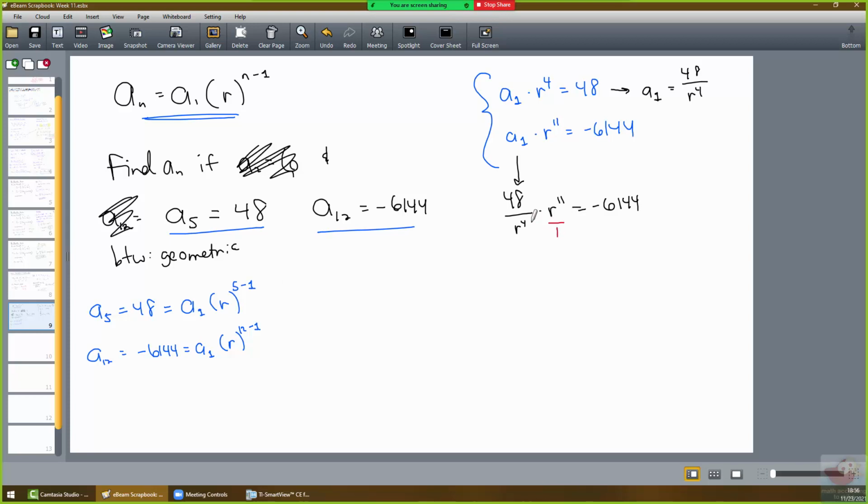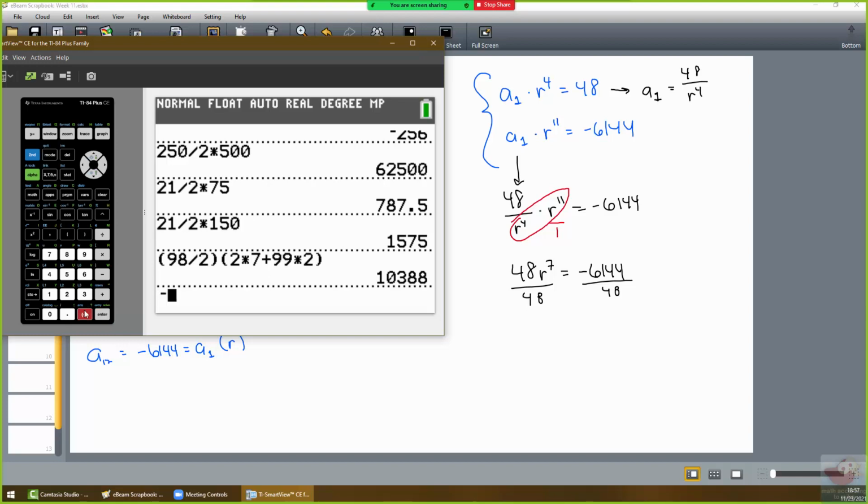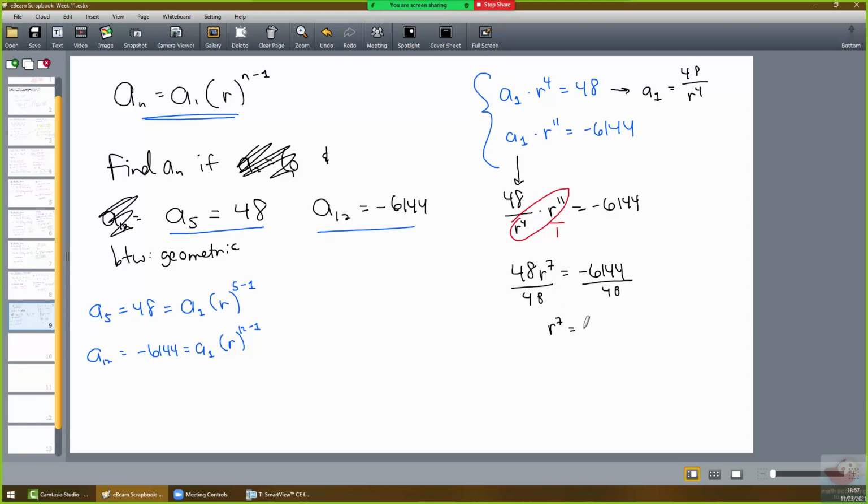Well, this is really r to the 11th over r to the 4th. Remember, when you're dividing two things of the same base, you subtract the exponents. So 11 minus 4 is 7. Now what do we do to solve for r? We would divide by 48. We get r to the 7th equals negative 128.